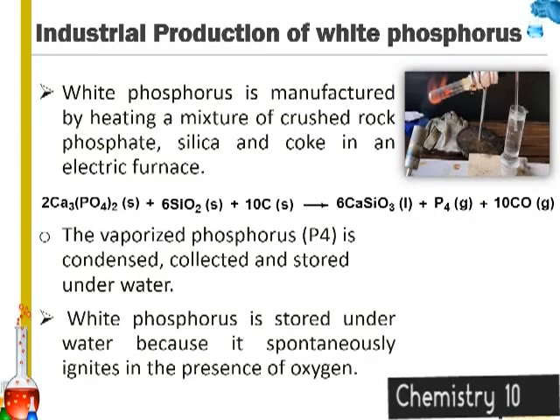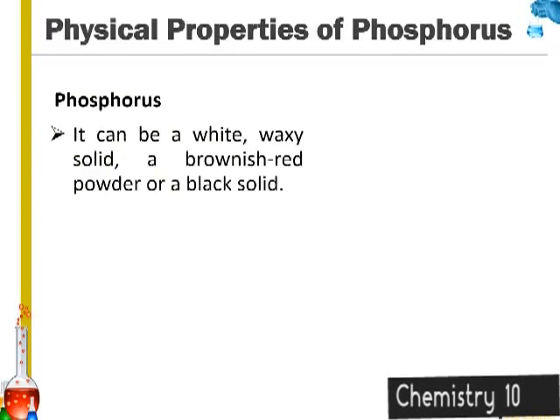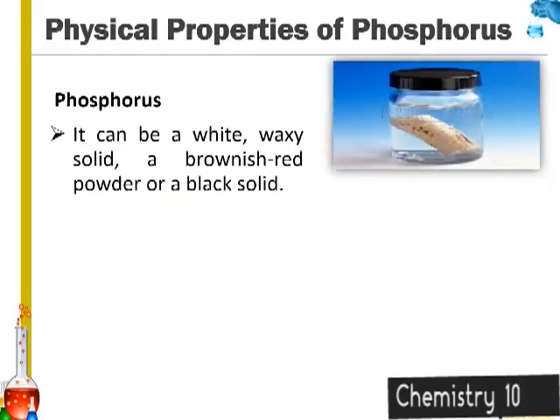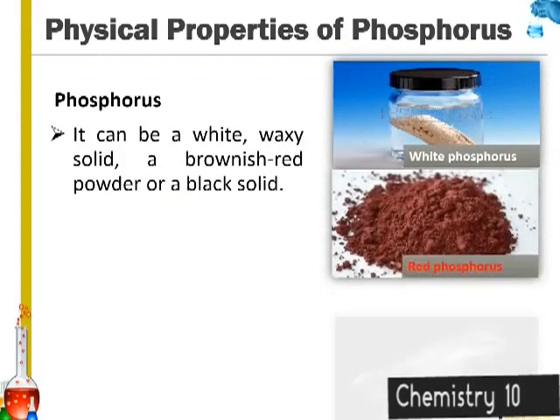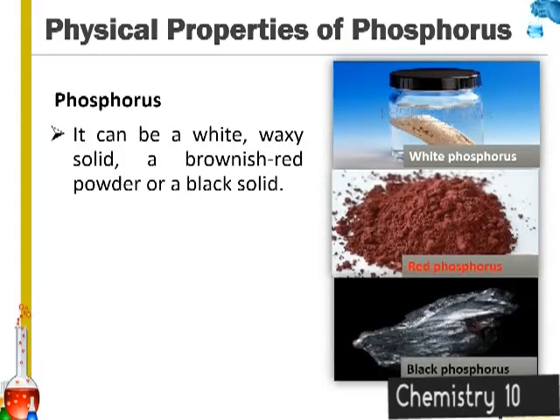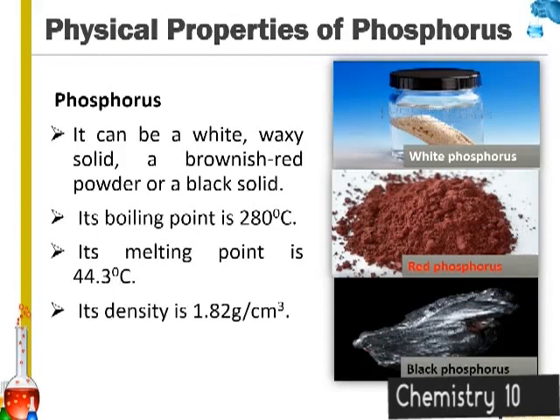White phosphorus is stored underwater because it spontaneously ignites in the presence of oxygen. So in summary, phosphorus can occur as a white, waxy solid, a brownish red powder, or a black solid. Its boiling point is 280 degrees Celsius, and its melting point is 44.3 degrees Celsius. Its density in the form of white phosphorus is 1.82 grams per centimeter cubed.